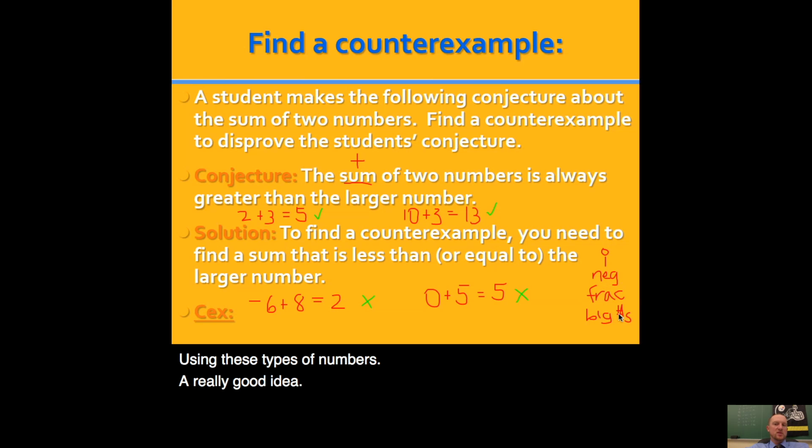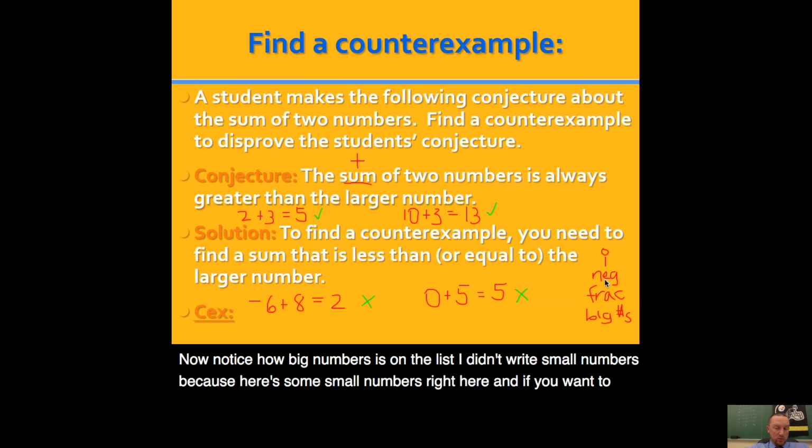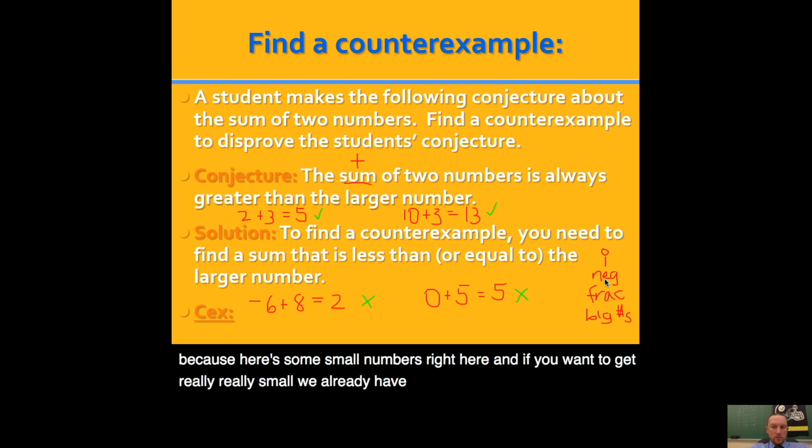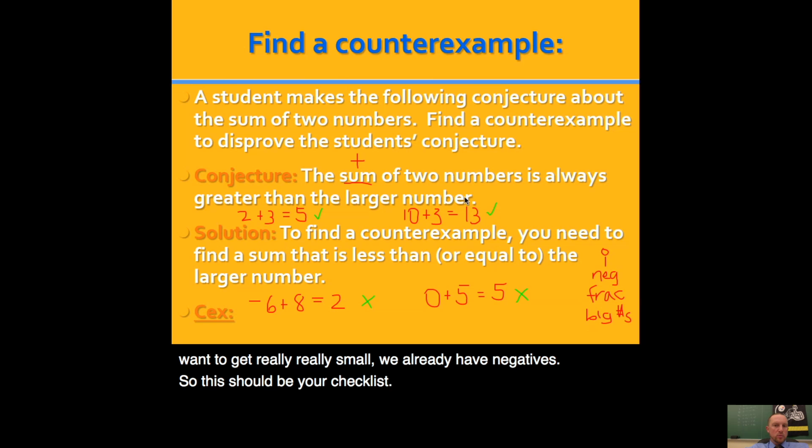Now notice how big numbers is on the list. I didn't write small numbers because here's some small numbers right here, and if you want to get really, really small, we already have negatives. So this should be your checklist when you're plugging numbers in to find a counterexample.